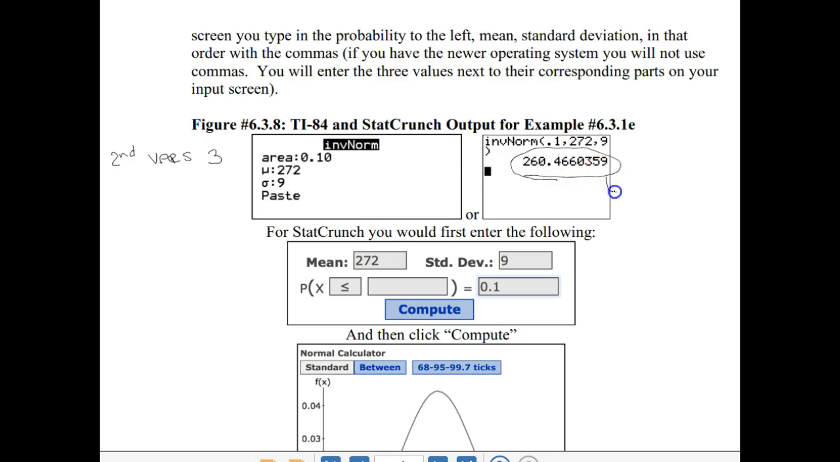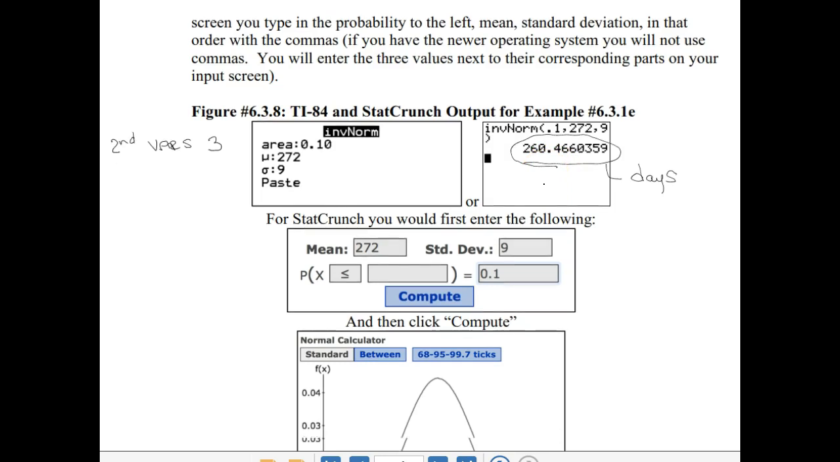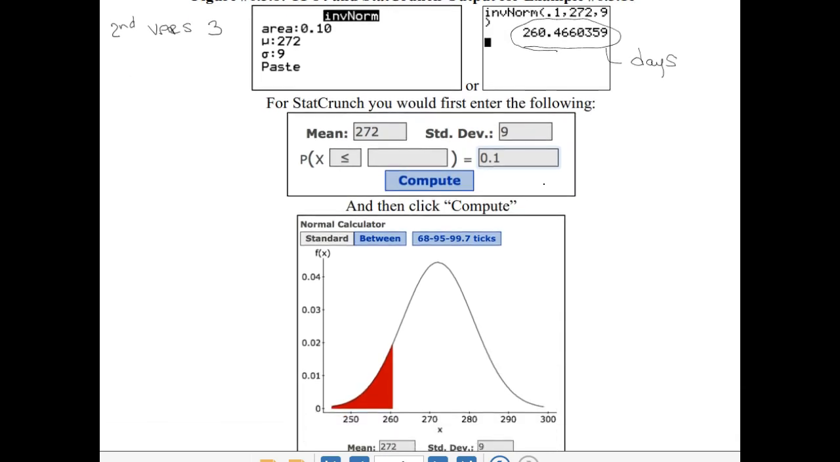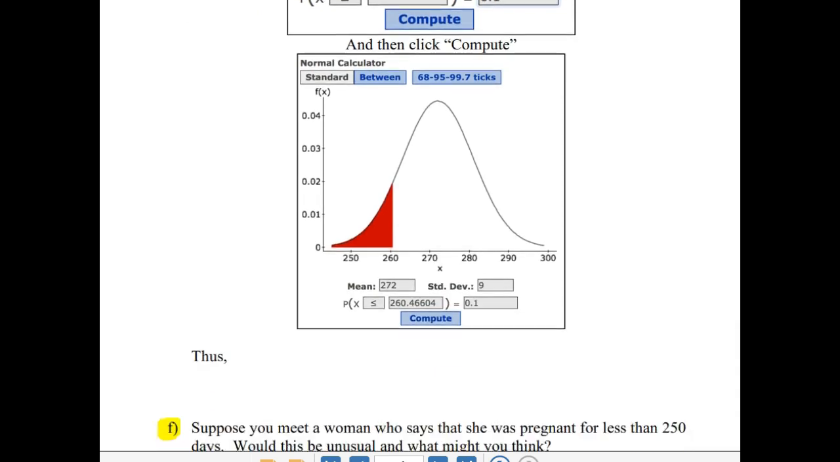Now this is a value of x, and x is being measured in days. So this is not like a 260% chance of something happening. This is a value of our random variable x, which measures the length of a pregnancy in days. Again, the StatCrunch input screens are here, but we are going to mainly focus on using the calculator in these sections.